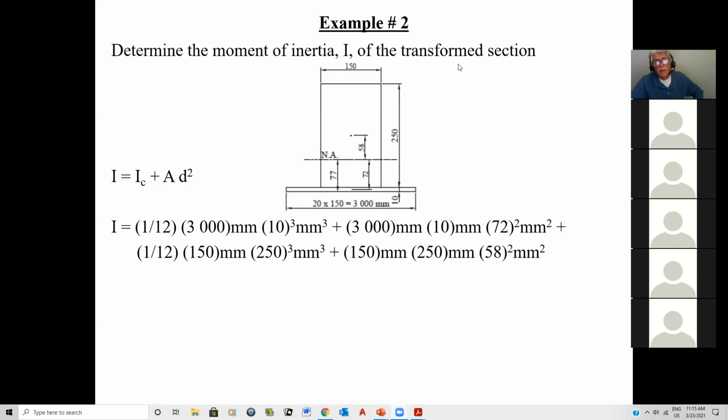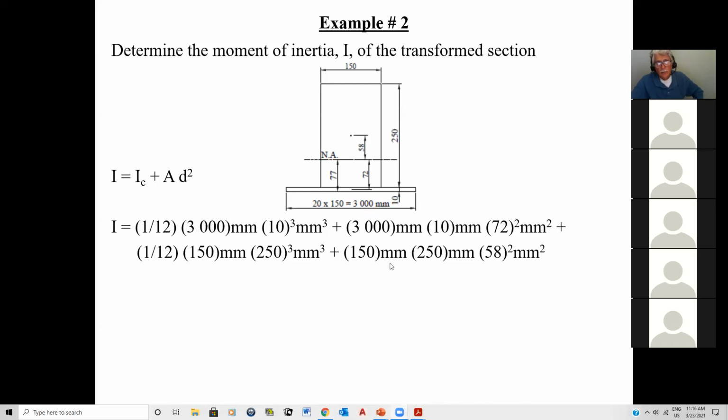And like I said, I'm going to repeat it again. People have asked me, which is the b value? The b value is always the one that is parallel to the axis about which I'm calculating my section properties. So this becomes the b value, and the h or the d value is always the one that is perpendicular to the axis, and therefore this becomes my d value. Okay.